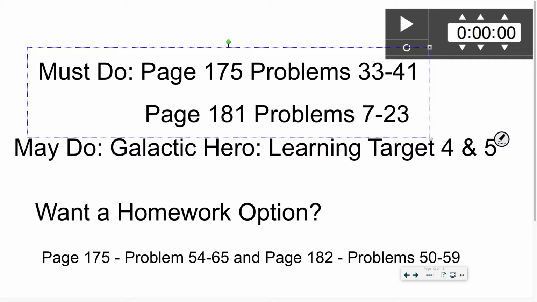Remember, we're doing 8th grade and 9th grade in the same year. You're learning 2 full grade levels. So that's why we have to accelerate, but we're here to help you along. And if you have blues and greens right now, you can go ahead and work on Galactic Hero, but make sure you're only choosing learning targets 4 and 5. That's what we're doing now.